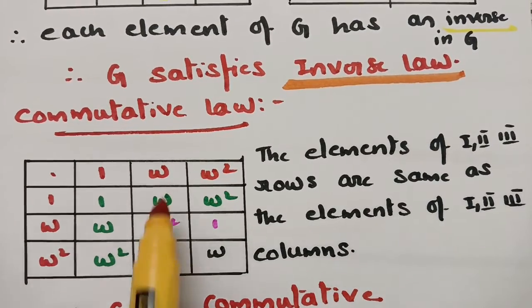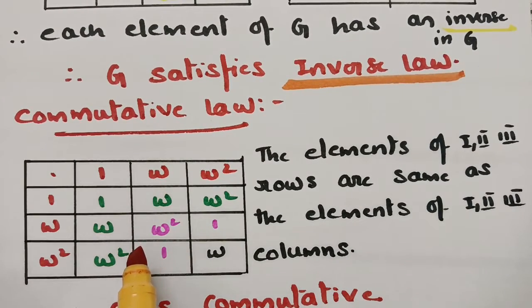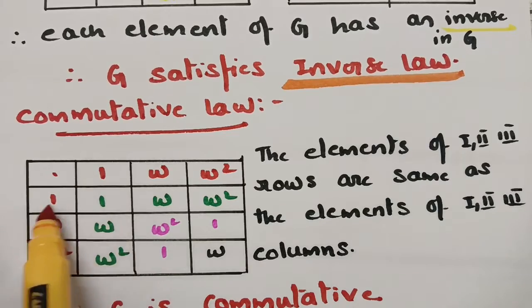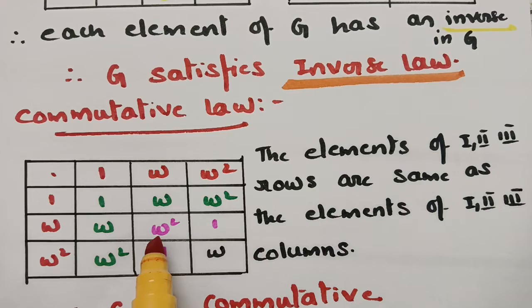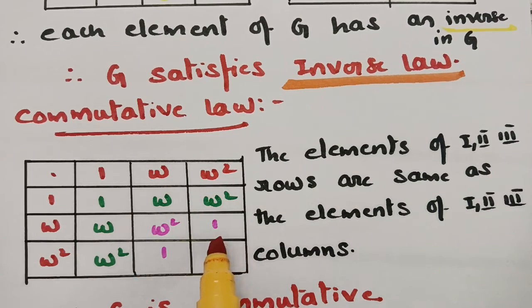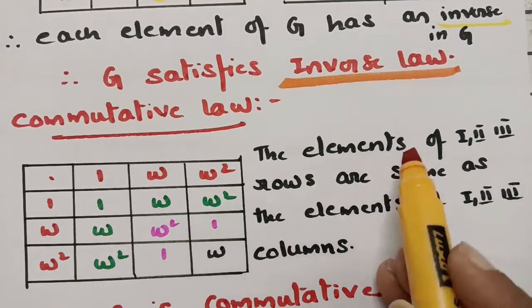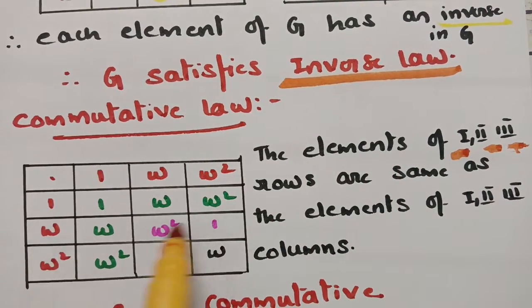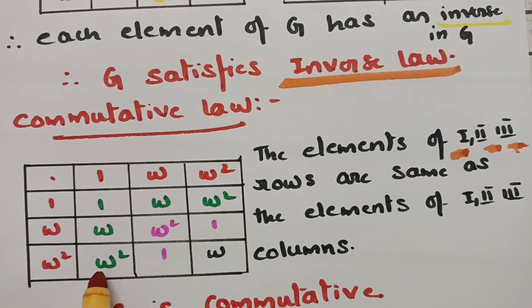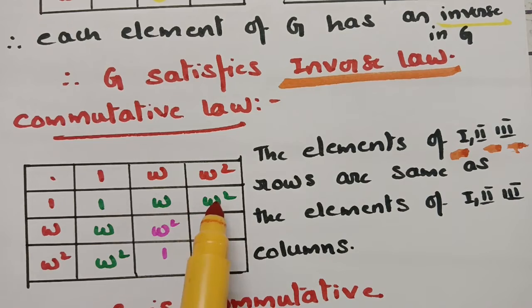Next one is the commutative law. We have to draw this composition table once again. So, we have to multiply. 1 into 1 is 1, 1 into omega is omega, omega square, this is omega, omega square, and this is omega cube, 1, and this is omega square. If you observe this, the elements in rows 1, 2, 3 are the same as the elements in columns 1, 2, 3.